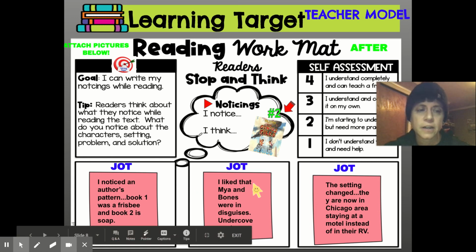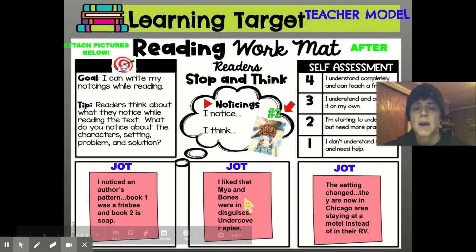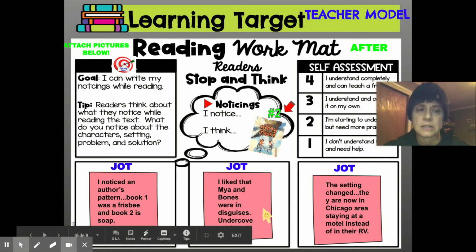The second thing I noticed in my chapters today was I liked that Maya and Bones, who work with Coke and Pep and help protect them from the bad guys, I loved how they were in disguises today. They were like undercover spies. So I noticed some things about my characters today.